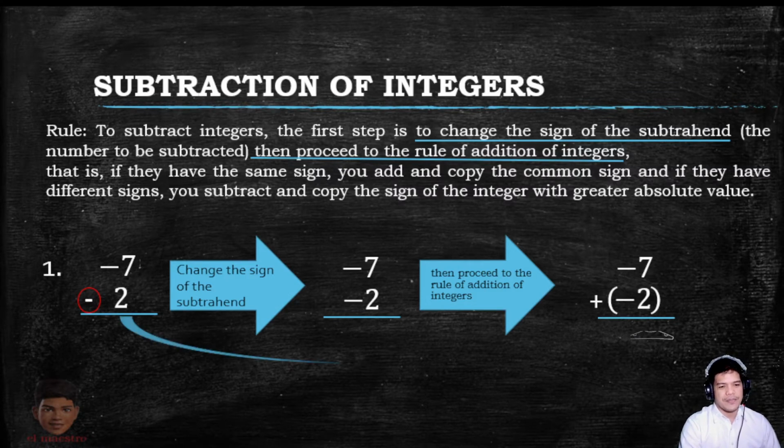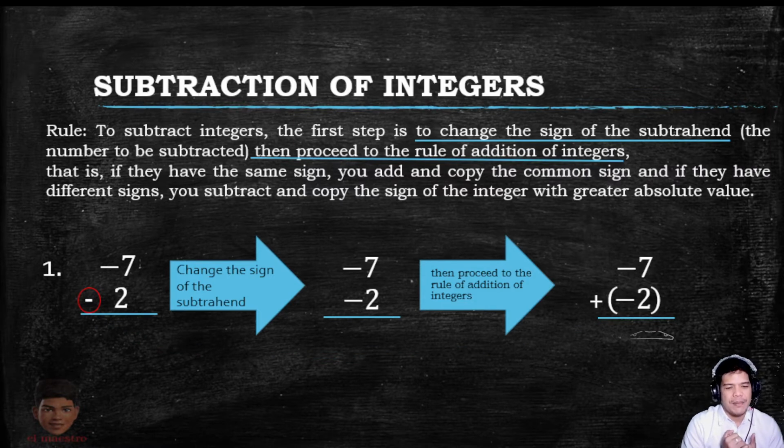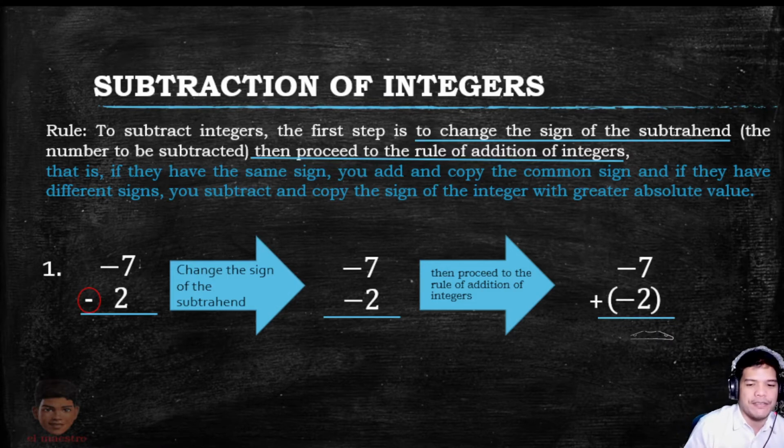So, if you check, yung subtract natin, from 2, naging negative na. Nakuha? Then, yung operation natin from minus, naging plus na. Okay? So, since nasa addition na tayo, we must proceed to the rules of addition. Yung naka-blue dyan. So, sabi, that is, if they have the same sign, you add and copy the common sign. And if they have different sign, you subtract and copy the sign of the integers with greater absolute value.